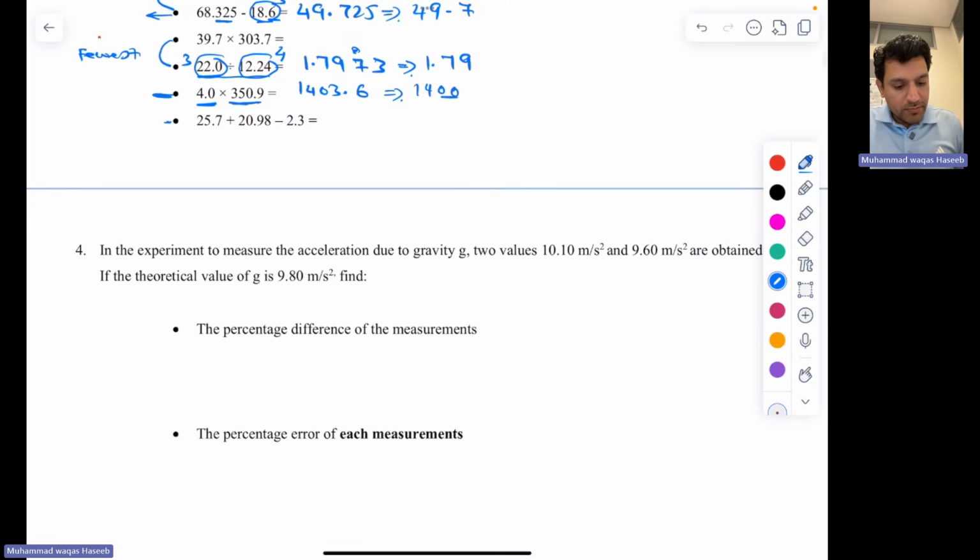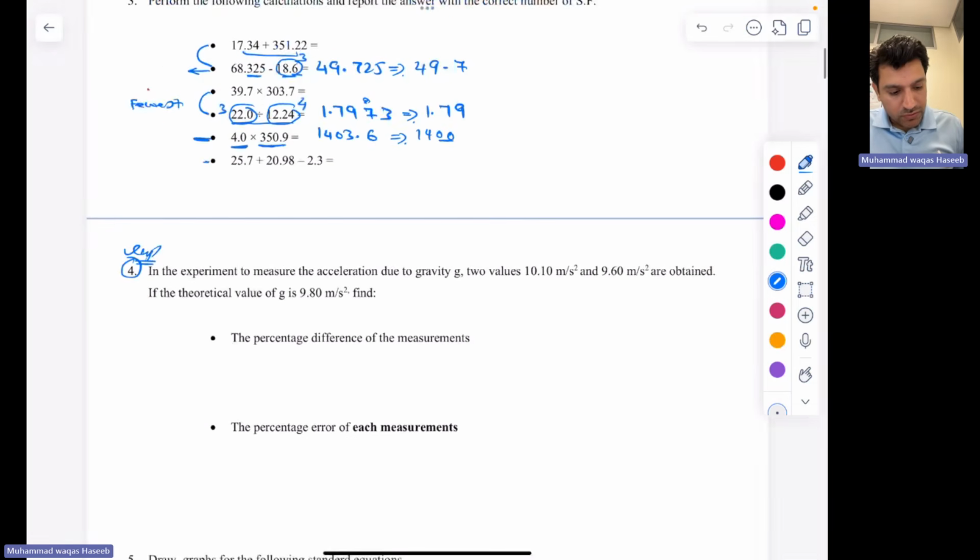In an experiment you measure the acceleration due to gravity. It's an important question, so you can find it in your exam. It could be a question. In an experiment to measure the acceleration due to gravity, two values, 10.6 and 10.0, are obtained. The theoretical value is 9.8. Find the percentage error.